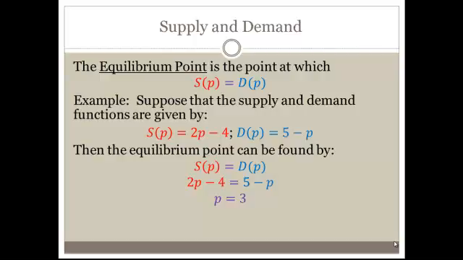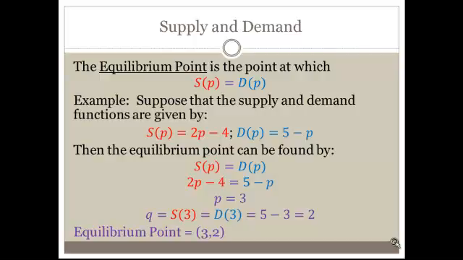But how do we find the equilibrium quantity? To find the equilibrium quantity Q, we have to evaluate either S at 3 or D at 3. In this case, we evaluated D at 3 to find that the equilibrium quantity is 2. So our equilibrium point is the point (3, 2).